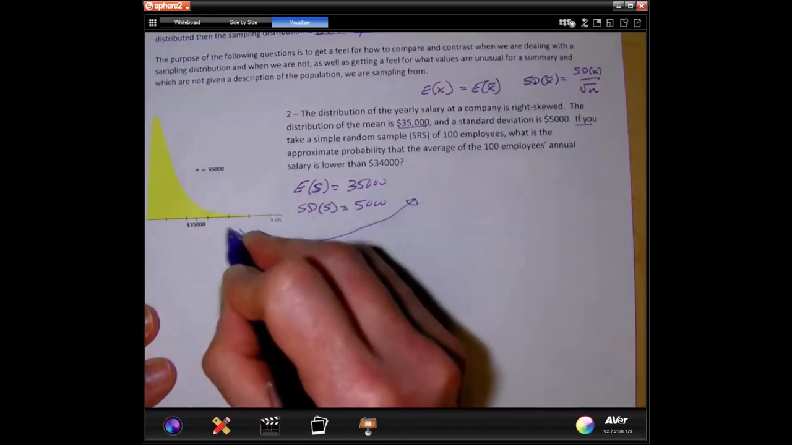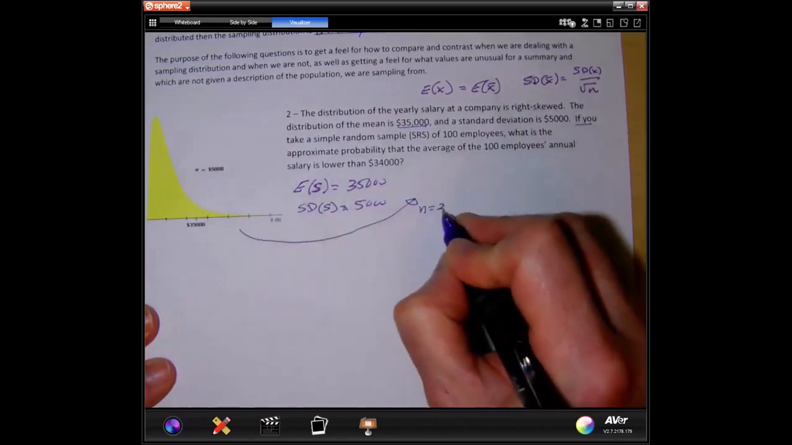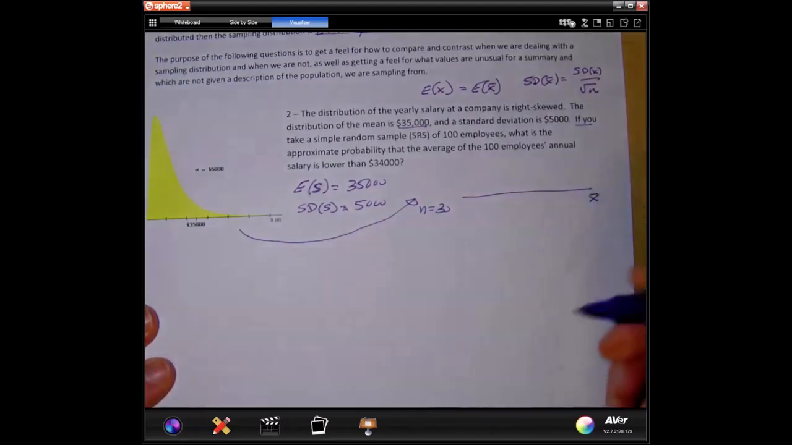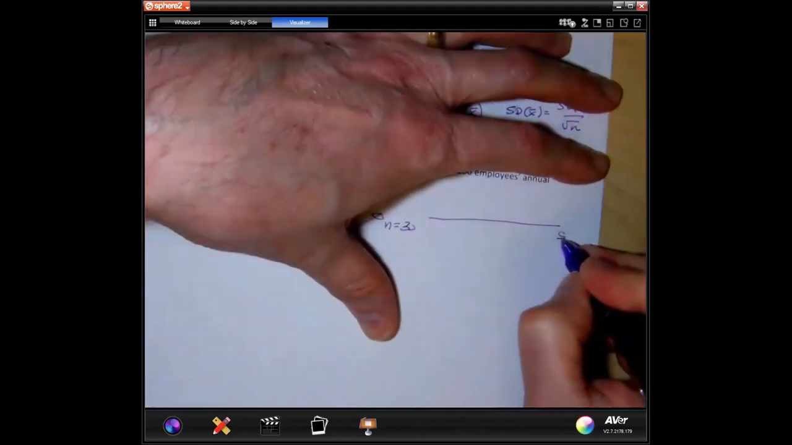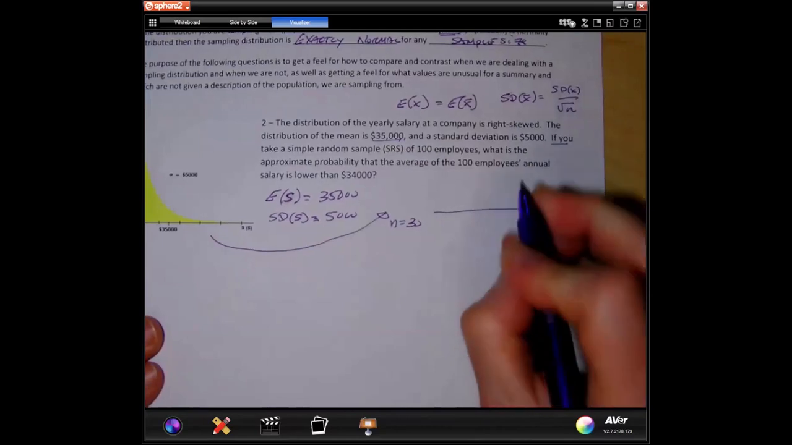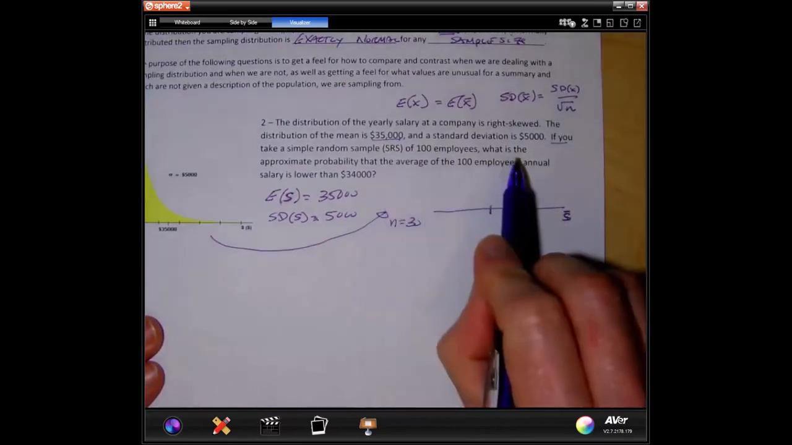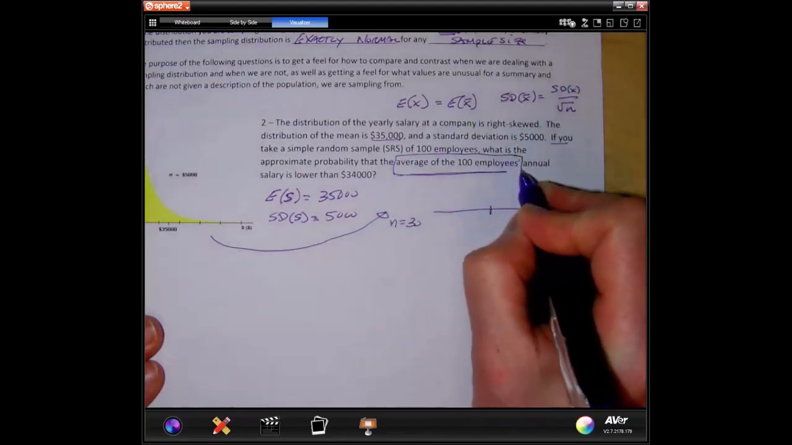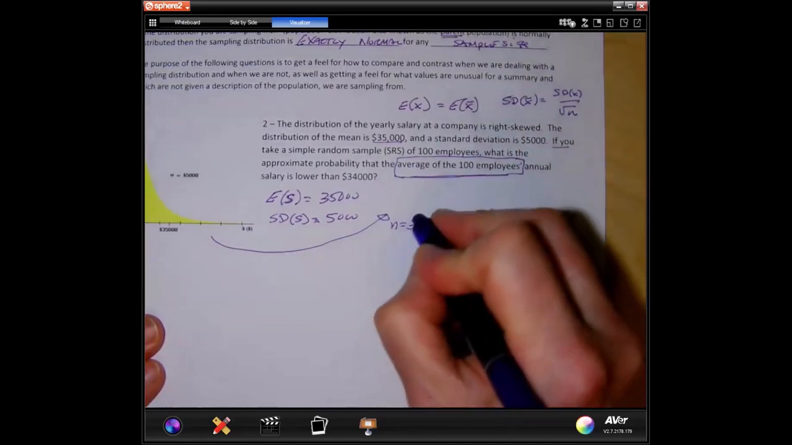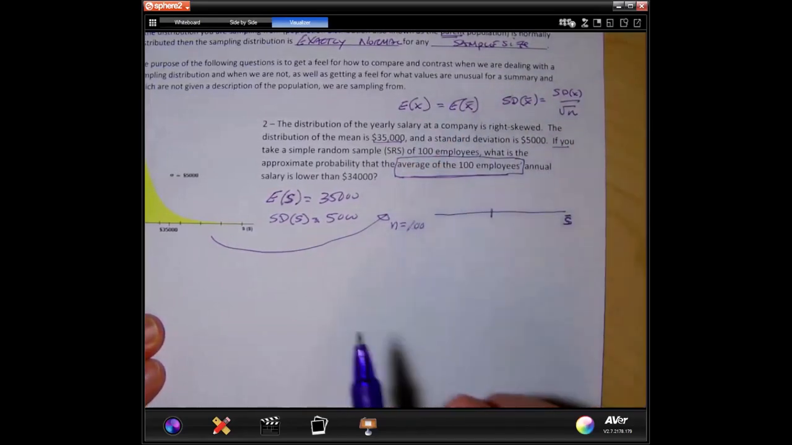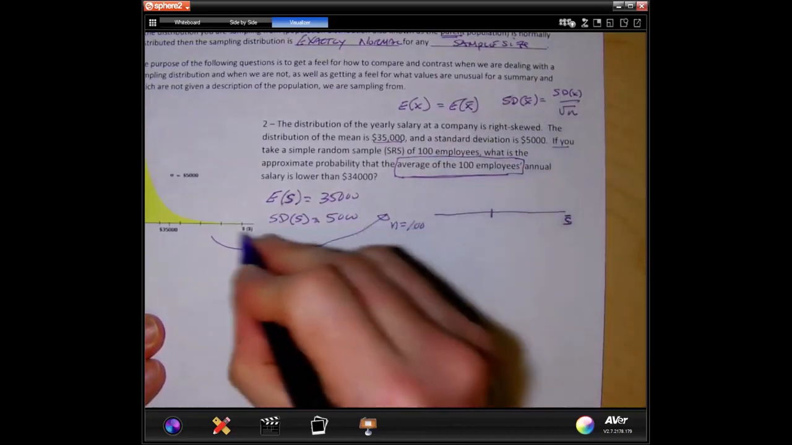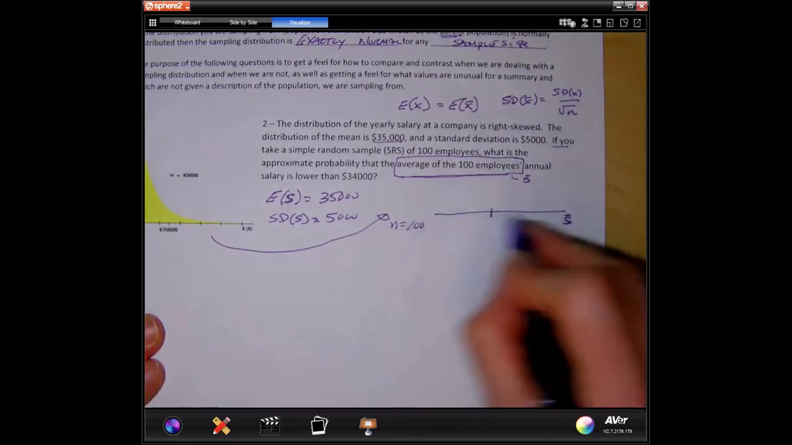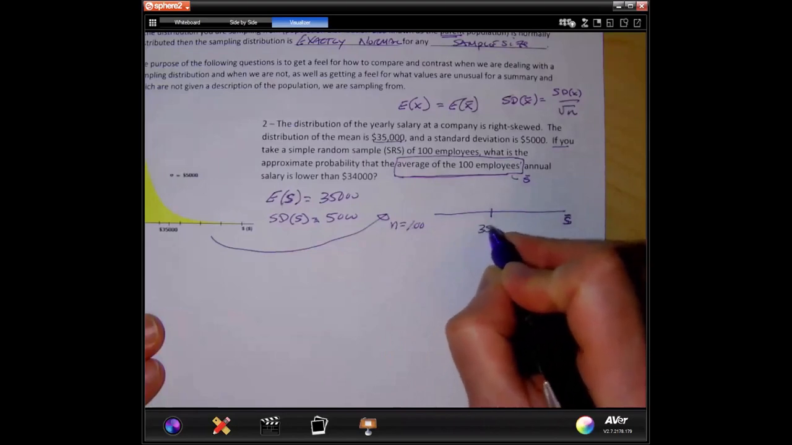So I'm going to go take, just like you saw in the simulator, numbers, and then from these numbers, I'm now creating a distribution of means, S bar. And what is true about this distribution? Well, the question is what is the approximate probability that the average of the 100 employees is lower than 34,000? So I'm taking a sample of 100. And what am I doing with this sample? I'm calculating S bar. What is the center of this distribution? Well, it's going to be 35,000.